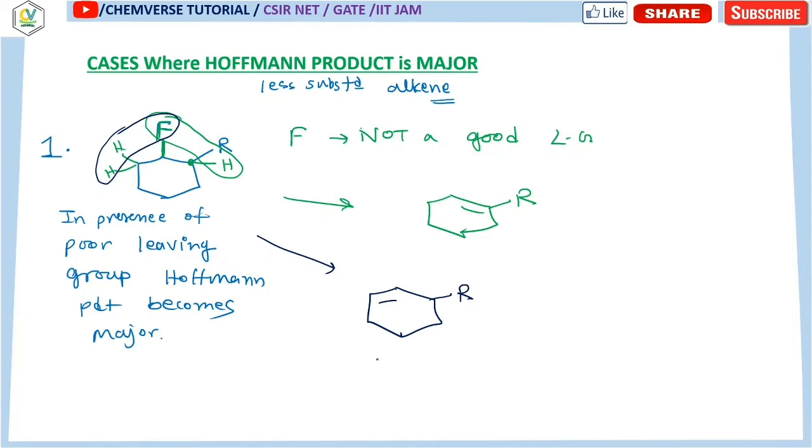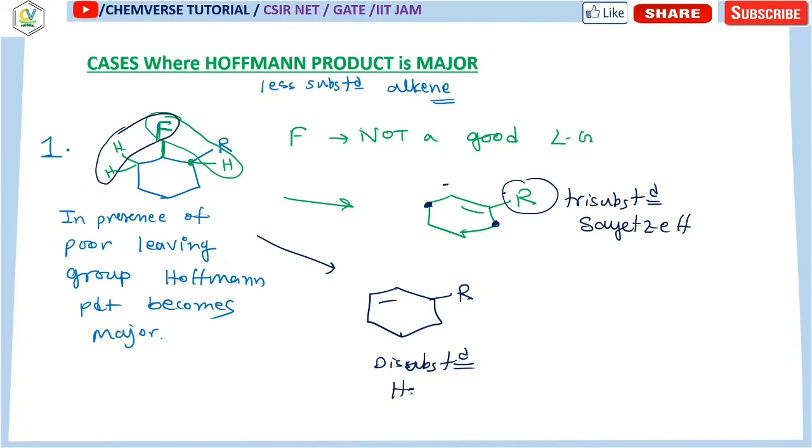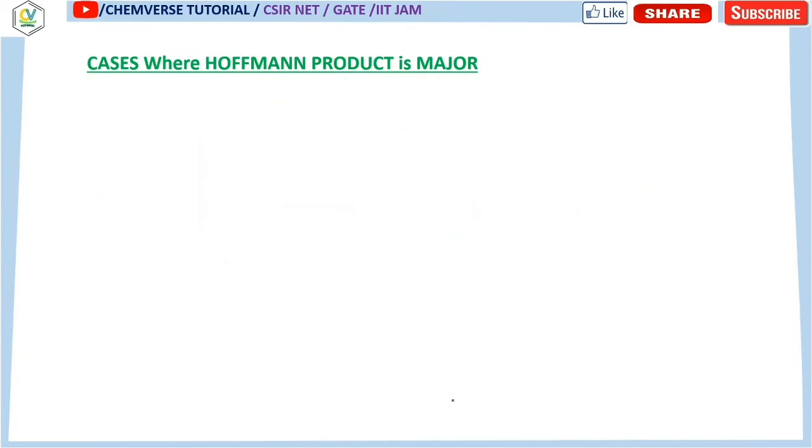Now over here it is a disubstituted alkene, and in this case it is nothing but your trisubstituted alkene. If you consider this one, you can see that it is a trisubstituted alkene. So obviously more substitution means that will be a Saytzeff product, and a lesser substituted alkene means it is nothing but your Hoffman product. Now when this leaving group is a weak leaving group, so this will be your major product. That means a Hoffman product will be major in this case. Clear? Now we will discuss the second point.